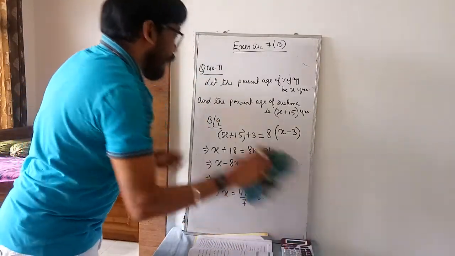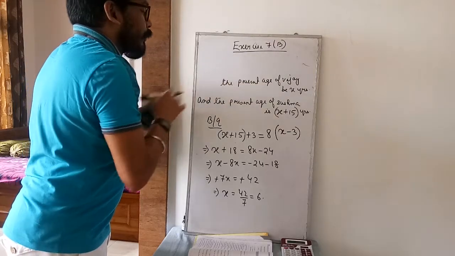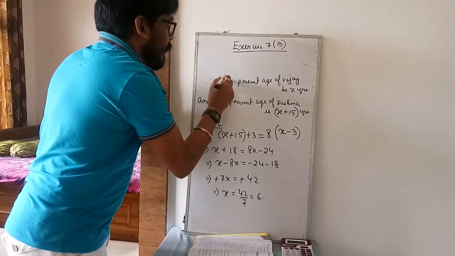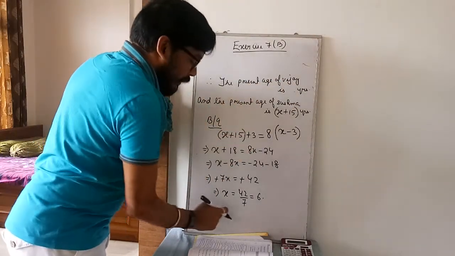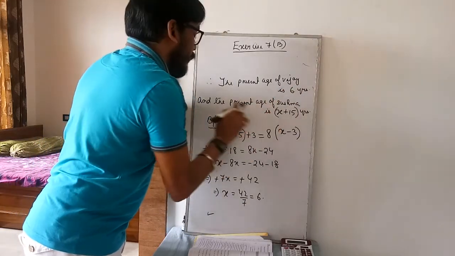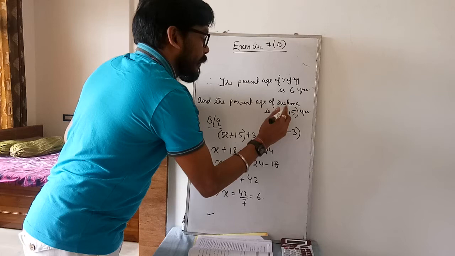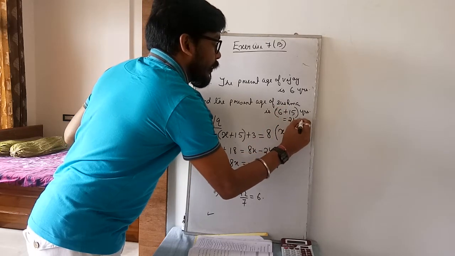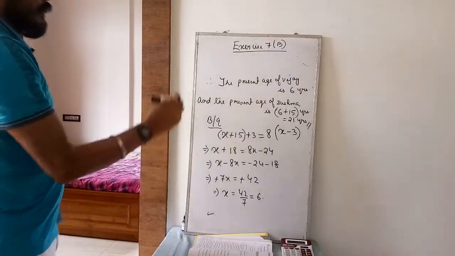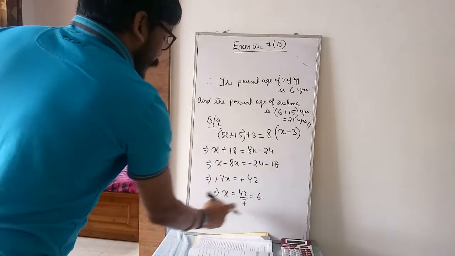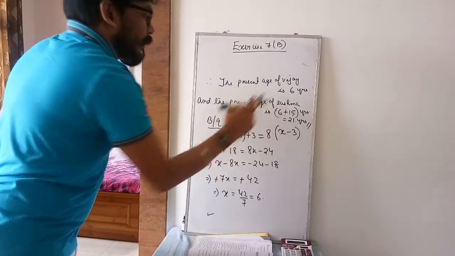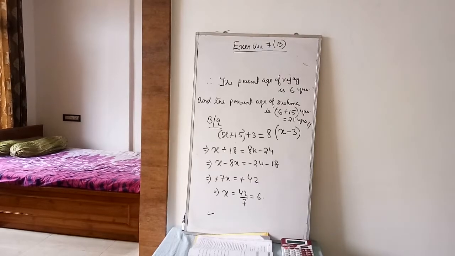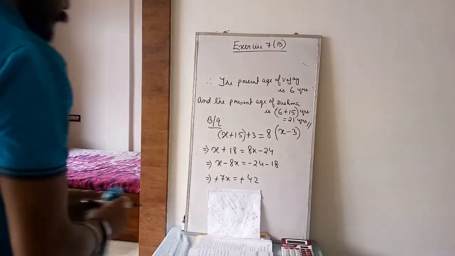So after this you will write therefore the present age of Vijay is 6 years and the present age of Shushma is 6 plus 15 equal to 21 years. So this is your final statement. So take the screenshot. After finding out the value of x, you will write therefore the present age of Vijay is 6 years and the present age of Shushma is 6 plus 15 equal to 21 years. So take the screenshot of this part. Okay. Hope it is clear.